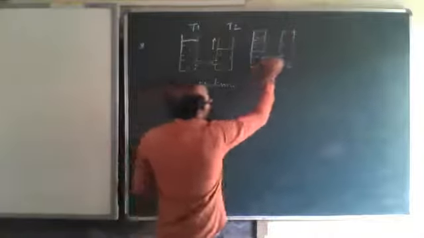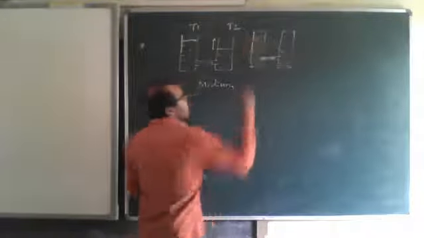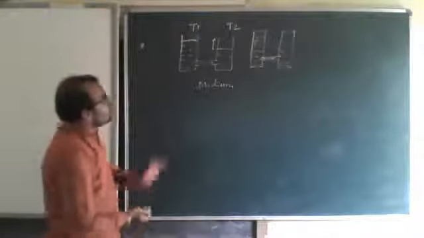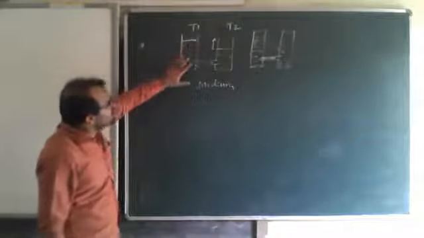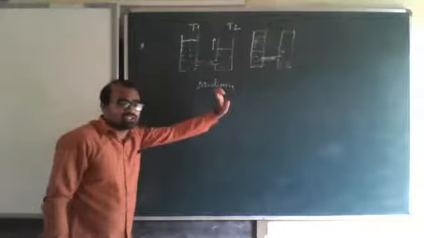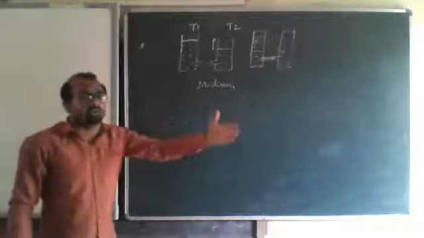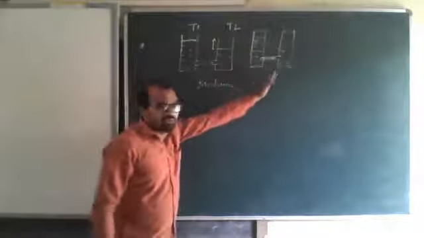Here the flow of water is more because the difference between the potential of water is more. So if the difference between the amount of water present in tank 1 and tank 2 is more, then the current will be more. That means the flow of water will be more here. Here also the flow of water will be more.